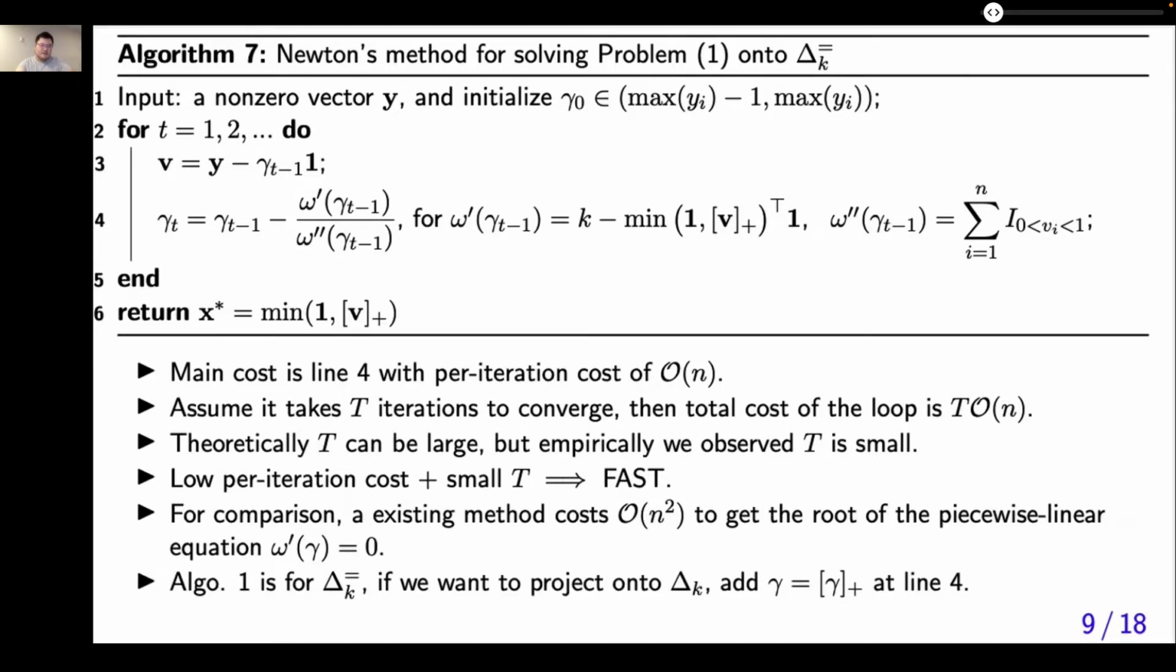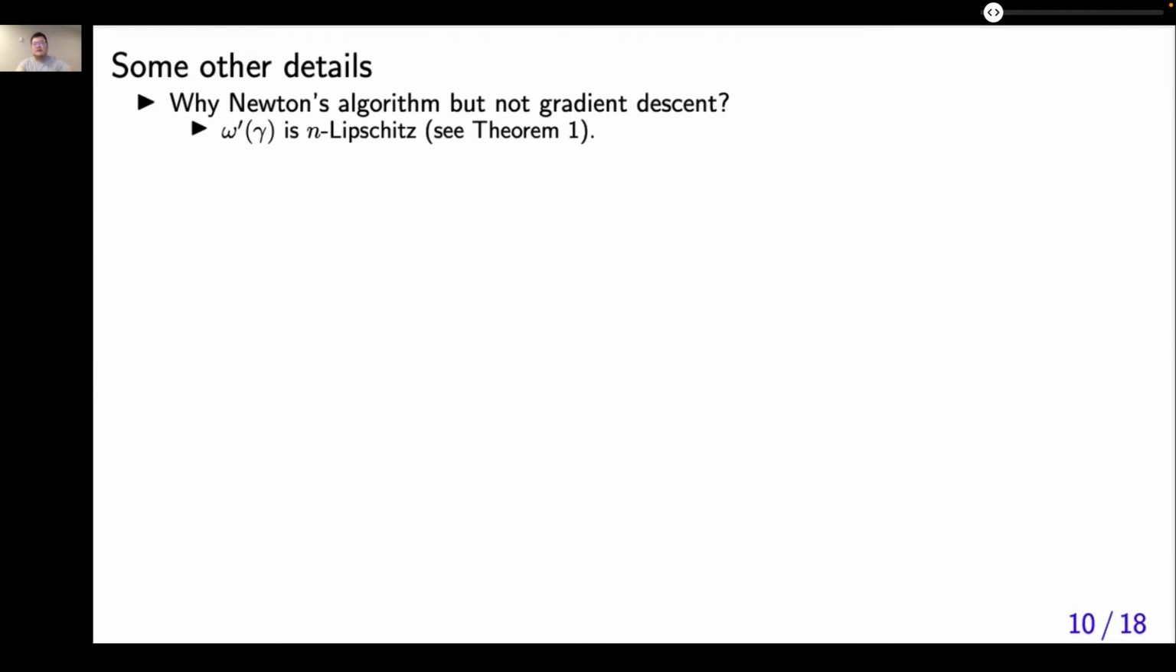And lastly, this algorithm is for the case projecting onto delta k with equality. If you want to project onto delta k without an equal sign, that means the k capped simplex, then you just need to replace in line 4 the gamma with gamma plus. That means you take the max with 0. So now we will talk about some details.